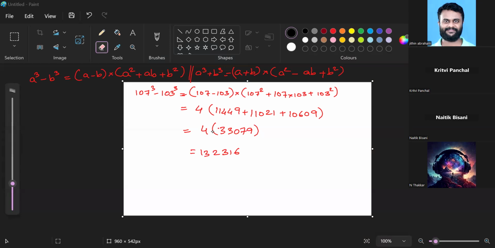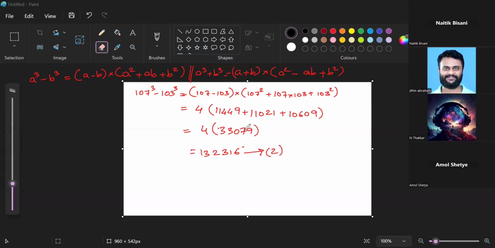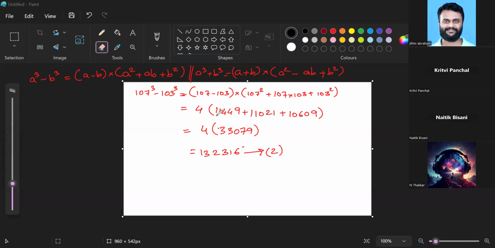132,316. Option 2 is your correct answer. So obviously, I'm not saying that this is an easy method. Some people might feel that it is a bit long, and the other one is better, so go with the other one. So there are two methods. Either you can do 107 multiplied by 107, you find an answer, and then you multiply that answer with 107, and then you find the final answer.